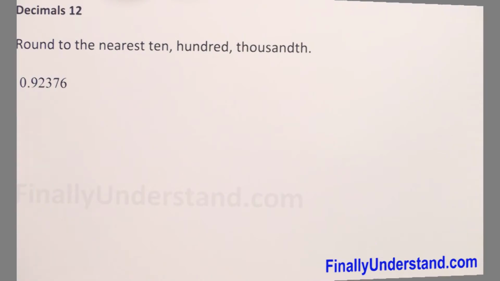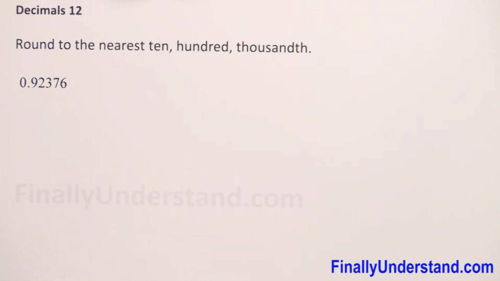We have a given decimal number. How do we know? Because we have a decimal point. We need to round this decimal number. How do we round a decimal number? We need to use the same rule which we use for rounding whole numbers.